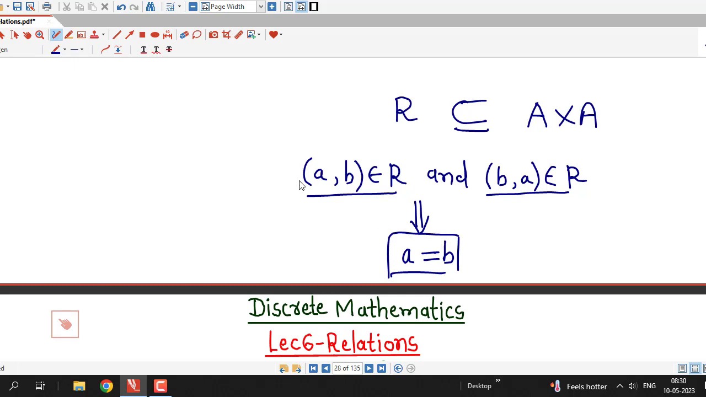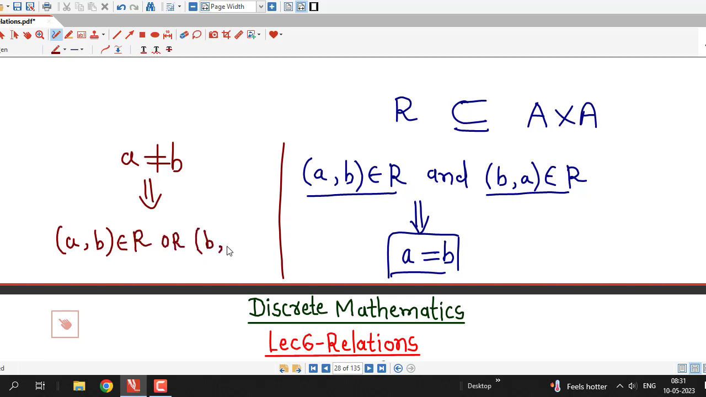What is the meaning of this? If we consider the negative statement of this, then we can say that if a and b are different, then either (a,b) belongs to R or (b,a) belongs to R. If we have two distinct elements a and b in set A, then either (a,b) is present in R or (b,a) is present in R. That means if a and b are different, then (a,b) and (b,a) both cannot be present in the relation R if your relation is antisymmetric.